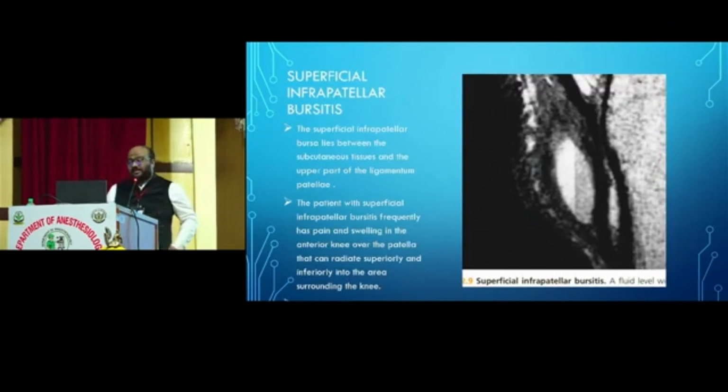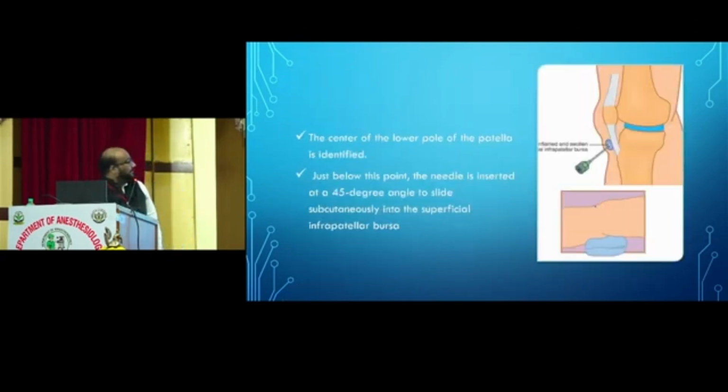Next, there are two infrapatellar bursas, one superficial and one deep. This one is superficial. It lies between the subcutaneous tissue and the upper part of the ligamentum patellae. The patient with superficial infrapatellar bursitis frequently has pain and swelling in the anterior knee over the patella that can radiate superiorly and inferiorly in the area surrounding the knee.